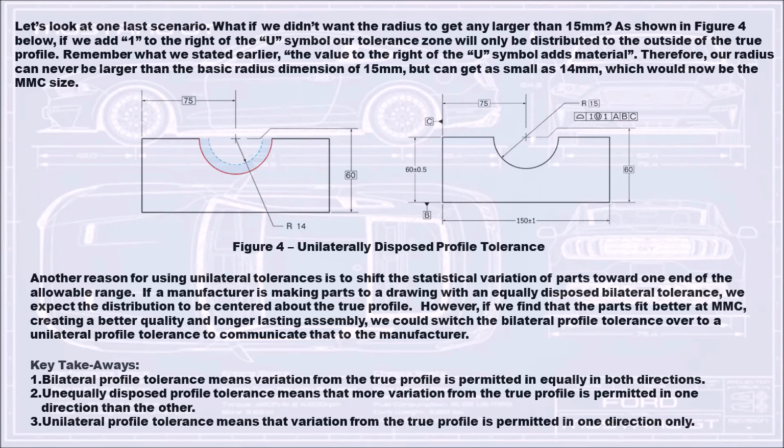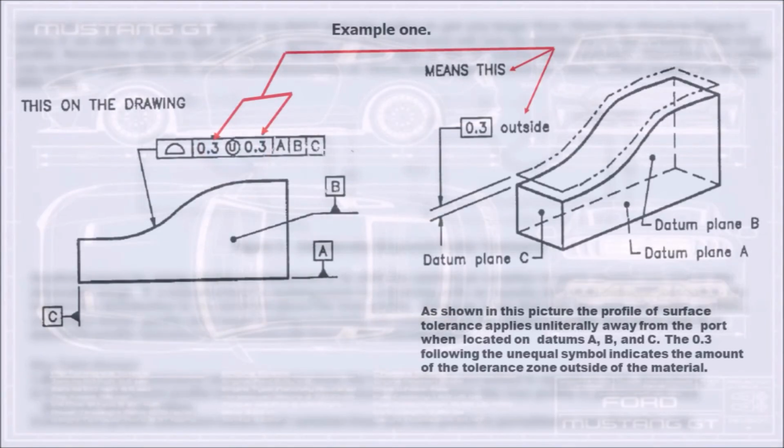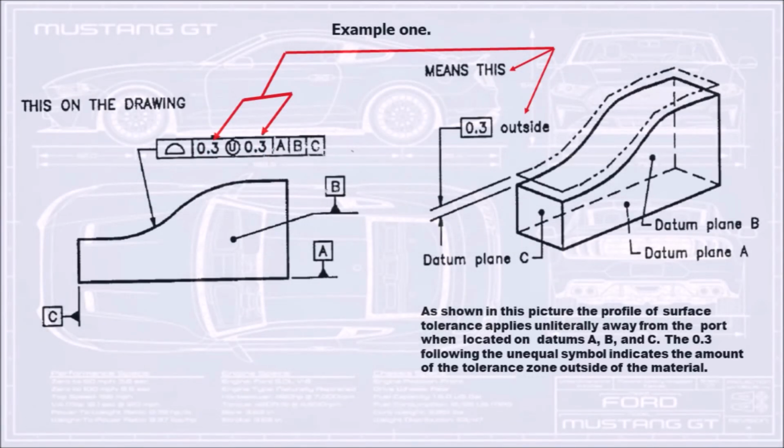Key takeaways. Bilateral profile tolerance means variation from the true profile is permitted equally in both directions. Unequally disposed profile tolerance means that more variation from the true profile is permitted in one direction than the other. Unilateral profile tolerance means that variation from the true profile is permitted in one direction only. The following 3 pages summarize the previous 5 pages.